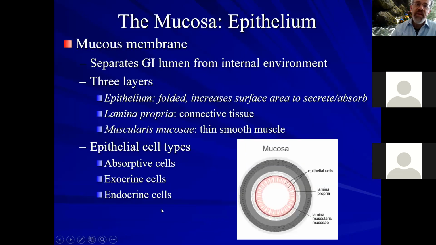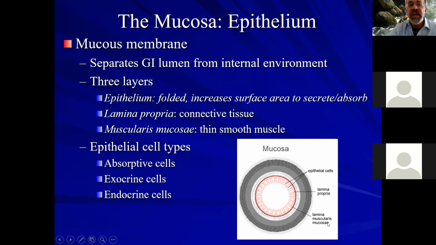All right, so let's start with the mucosa. As I mentioned, the mucosa, or mucous membrane, separates the lumen, this is the lumen, from this area right here, this environment, these cells. There are three layers of the mucosa: the epithelium, the lamina propria, and the muscularis mucosa. And that's what we're looking at here.